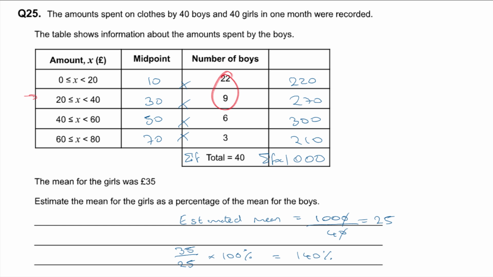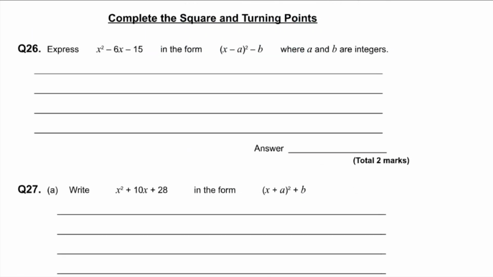Okay, so the girls' mean is 140% of the boys' mean. That makes sense because the girls have got more than the boys. Okay, so 25 times 1.4 is going to give you 35, I guess. Right? Cool. Next up, we're going to be looking at completing the square and turning points.